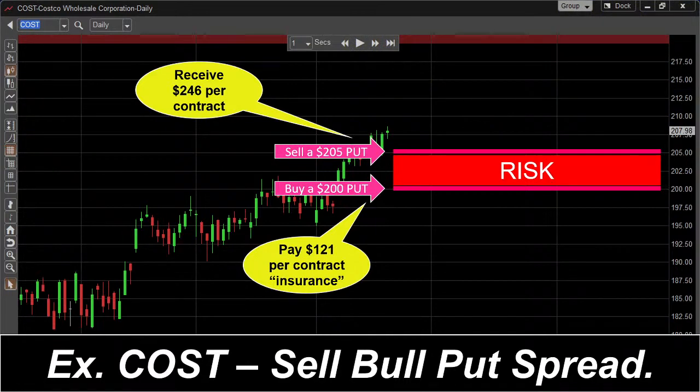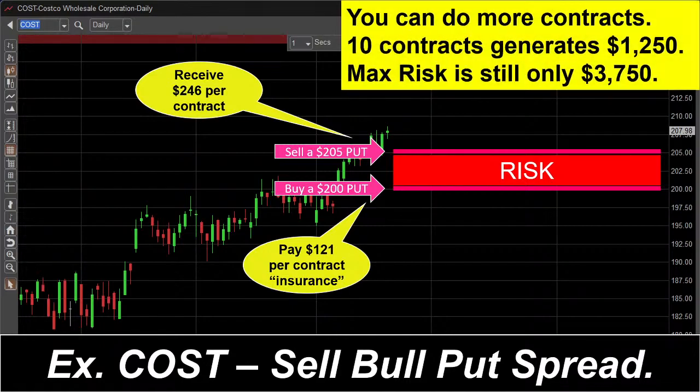All right. Now, of course, you don't have to do just one contract. You could do more. You can have a bigger account, and you could say, well, I'll do 10 contracts. I'm going to generate $1,200. My max risk is still only $3,700. That's still a lot lower than the $20,000 if I went out and bought 100 shares of the stock.